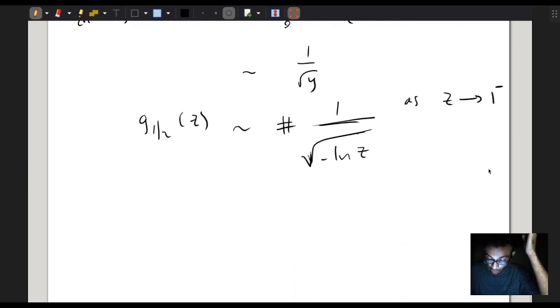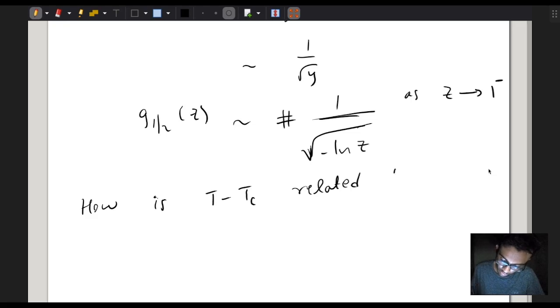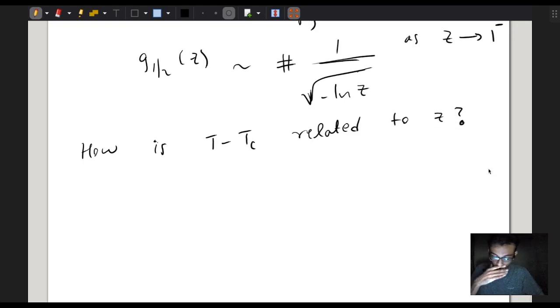So then we need to find how is t minus tc related to z. Yeah, so now we have to find this. Yeah, so this can be done simply from the expression for the number of particles. I mean, we can just take this expression.